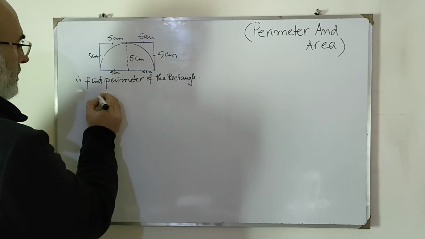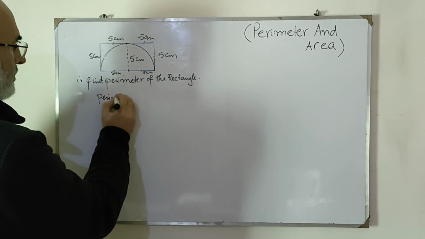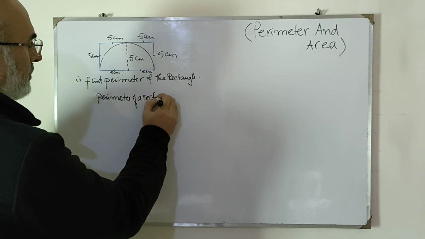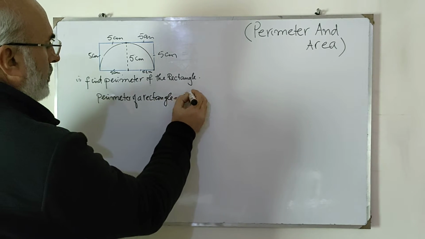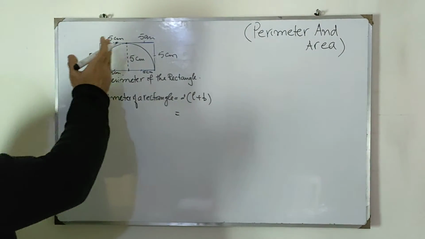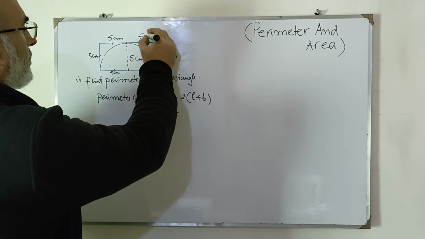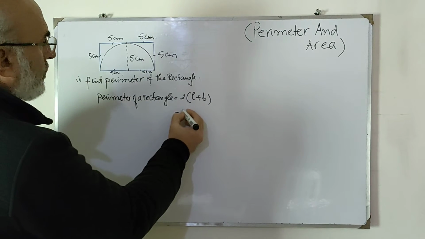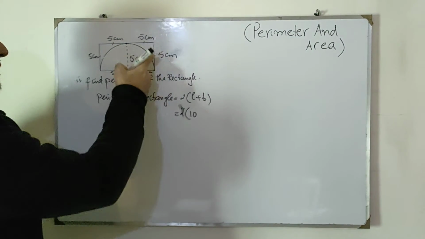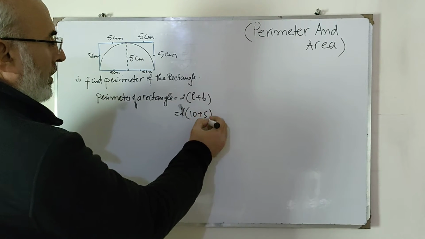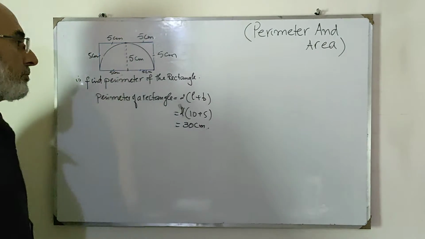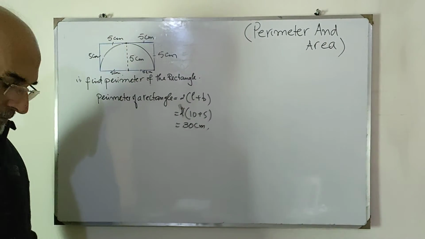So the perimeter is very simple. The perimeter of a rectangle is 2 into (L plus B). Here the length is 5 plus 5, which is 10, and the breadth is 5, so it is 15 into 2, which is 30 centimeters. So we have the perimeter of the rectangle now, right?